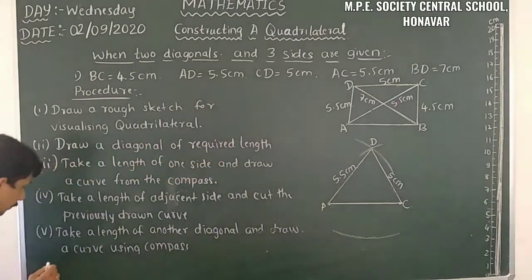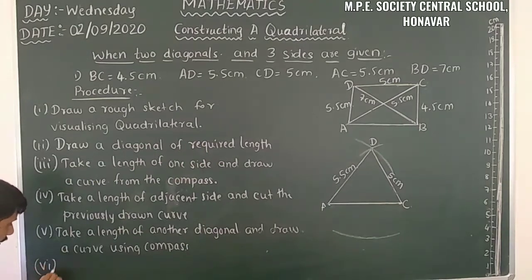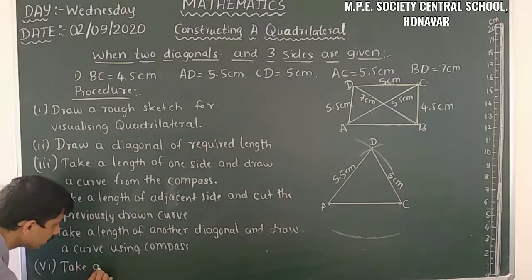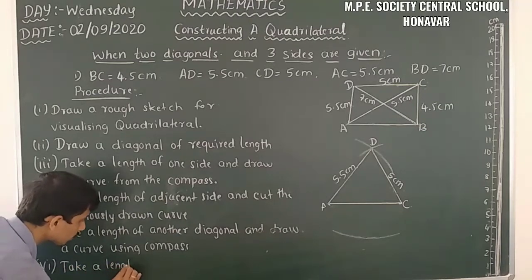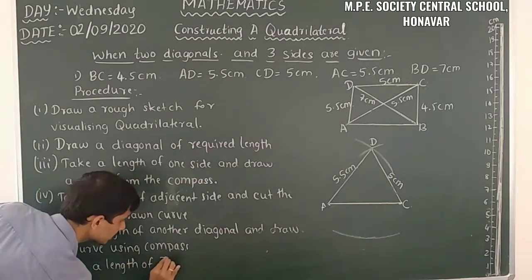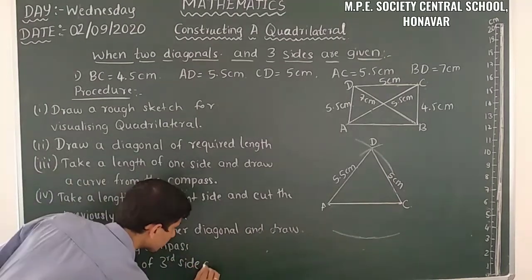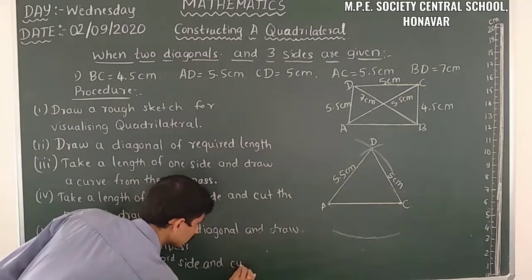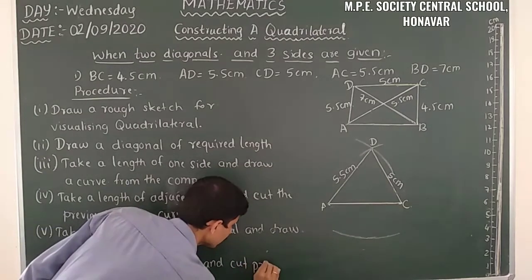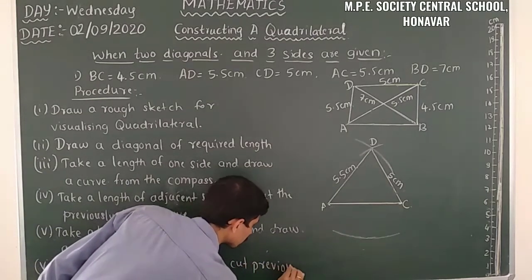So in the sixth step, what we have to do? We have to take the length of the third side and cut the previously drawn curve.